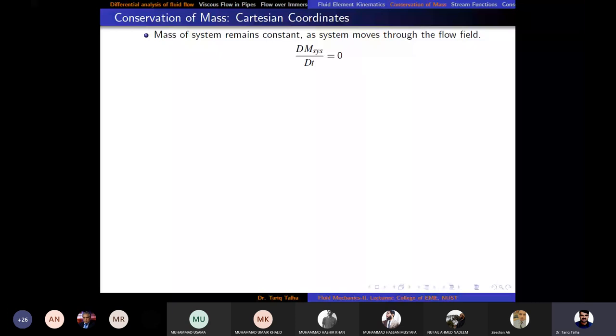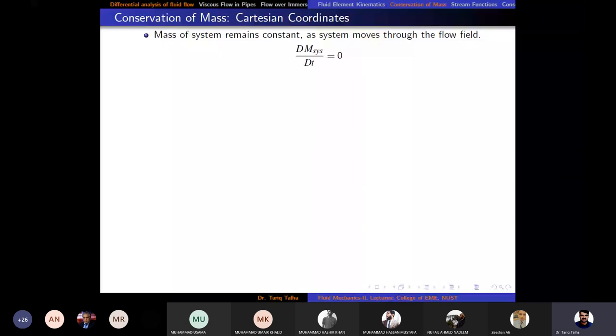If you know the conservation of mass principle, that is, the mass of the system remains constant. It means that mass cannot be created nor destroyed. We know it from thermodynamics as well. So as the system moves through the flow field, we write dm of system by dt is equal to zero.